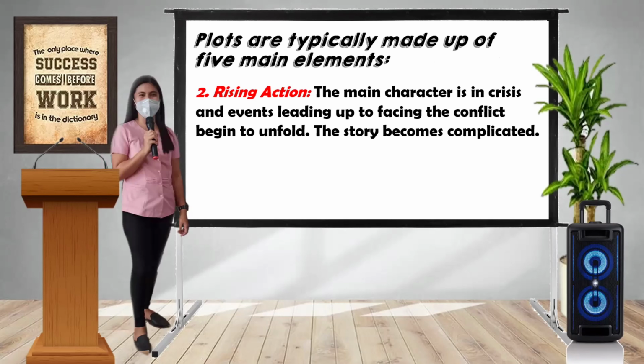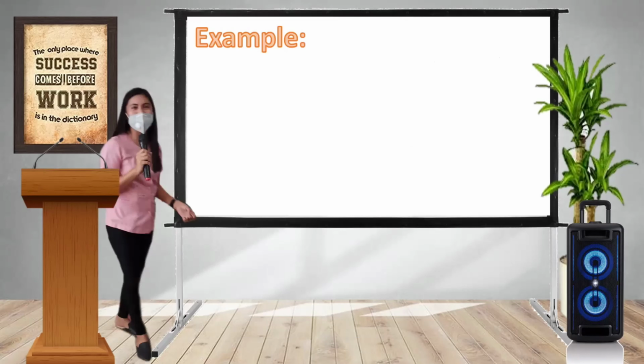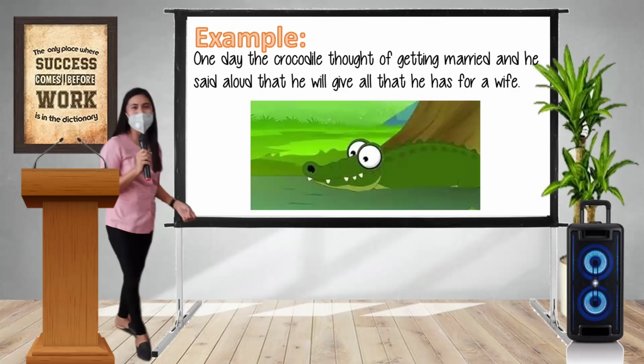The next element is the rising action. The main character is in crisis, and events leading up to facing the conflict begin to unfold. The story becomes complicated. Example: in the fable, the rising action is: one day, the crocodile thought of getting married, and he said aloud that he will give all that he has for a wife.